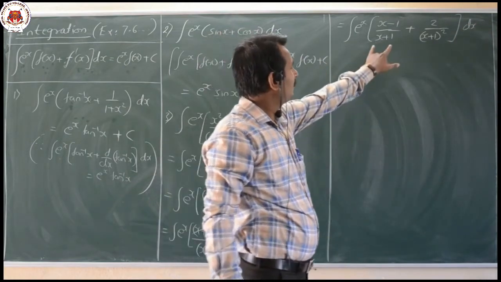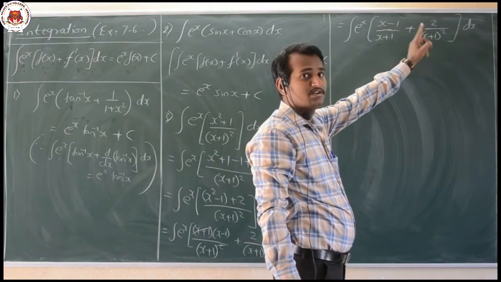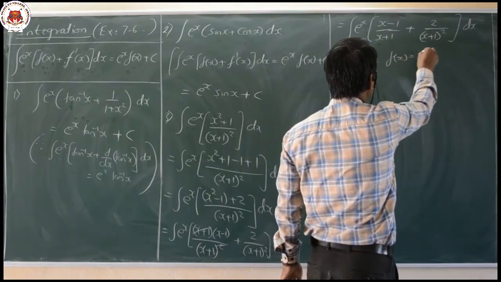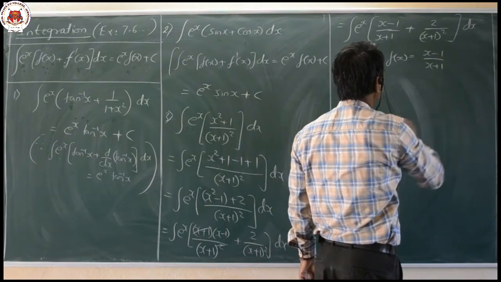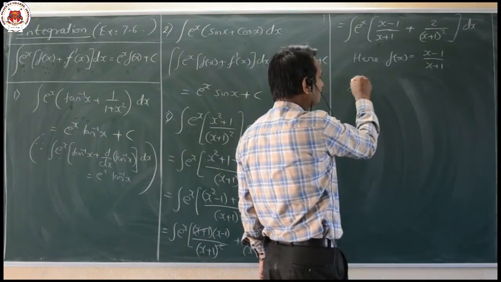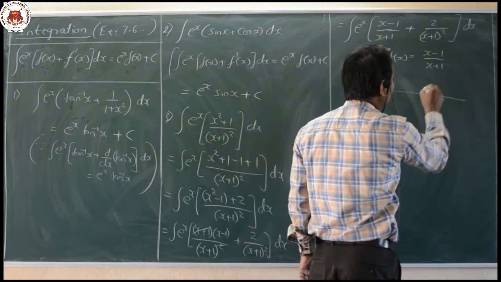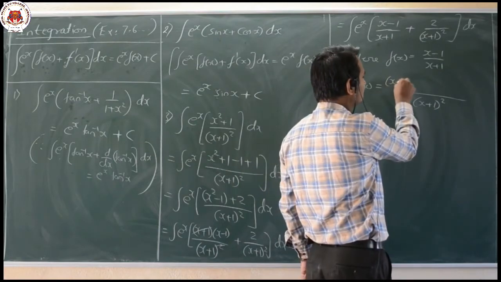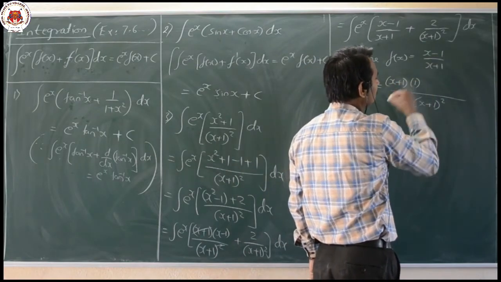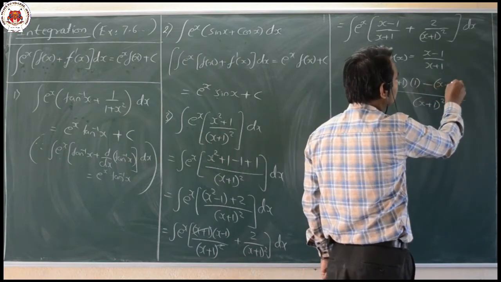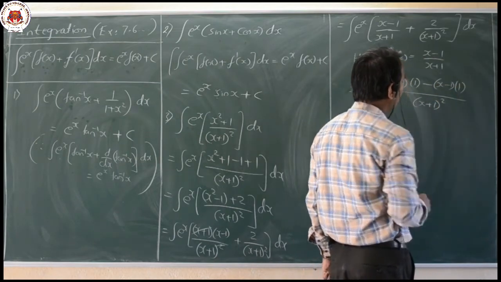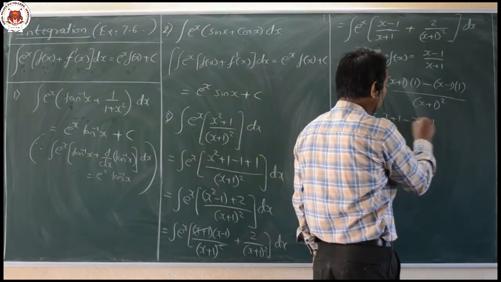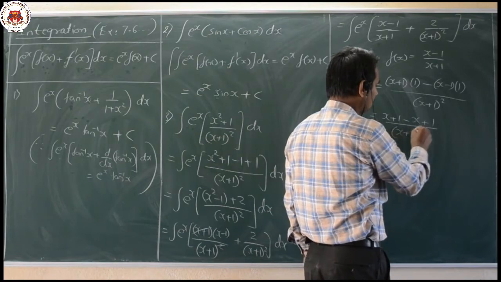Now here, the differentiation of this part is what we have to examine. Here f of x is equal to x minus 1 divided by x plus 1. Now what will be f dash of x? F dash of x is equal to, with x plus 1 whole square in the denominator, v as it is, that is x plus 1, times the differentiation of x minus 1 which is 1, minus v as it is times the differentiation of the denominator which is 1. So what do I get here? x plus 1 minus x plus 1 whole divided by x plus 1 whole square.